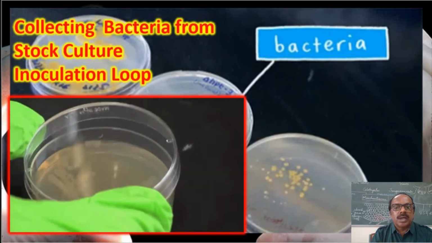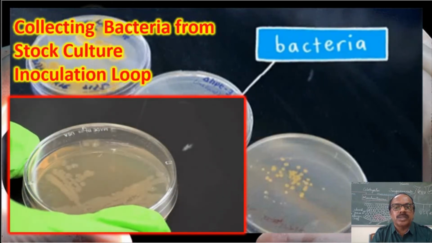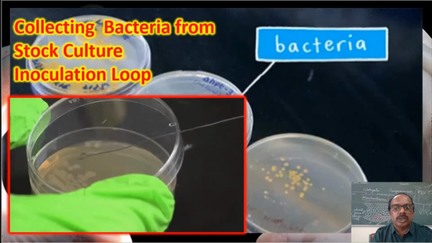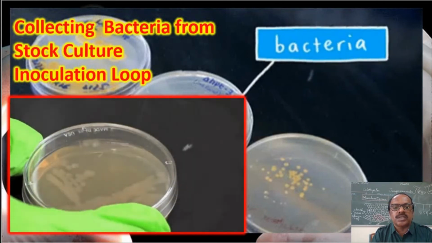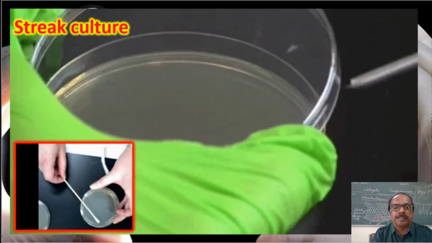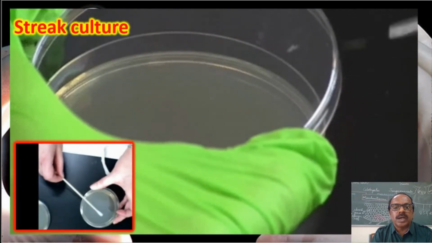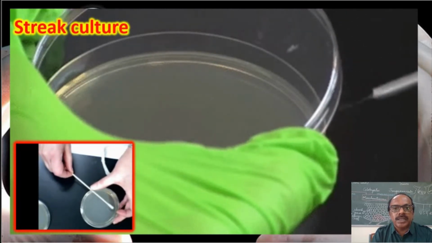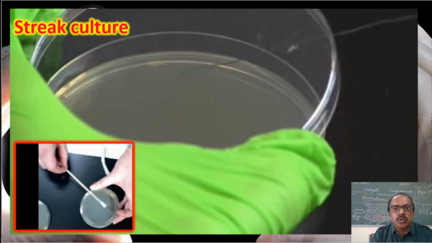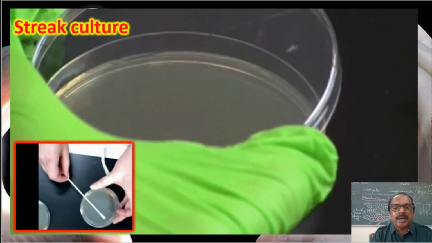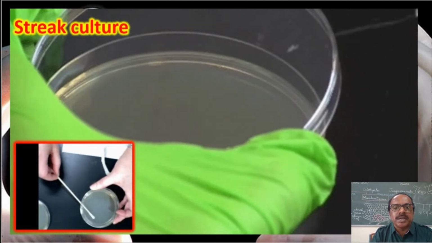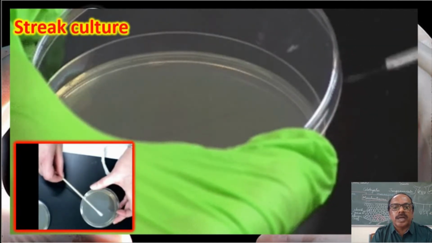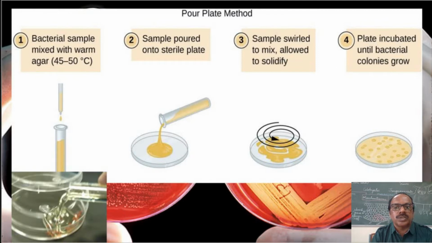This is the collection of bacteria from the stock culture by using an inoculation loop. You can see the inoculation loop is being used to transfer the cultures onto a different medium. You are seeing the streaking happening here. This is called streak culture. Take the microbial cultures by using an inoculation loop and run it on the nutrient medium in the form of streaks, as you can see on the screen. This is called streak culture.